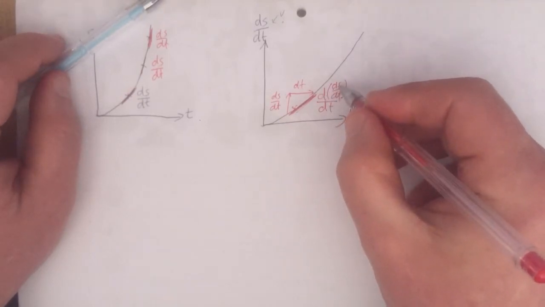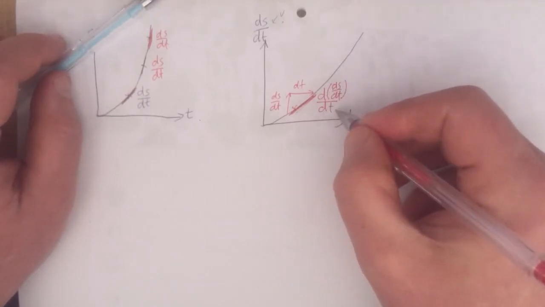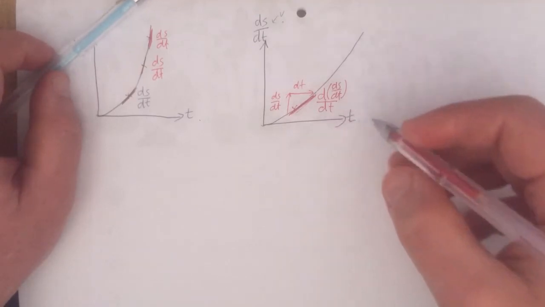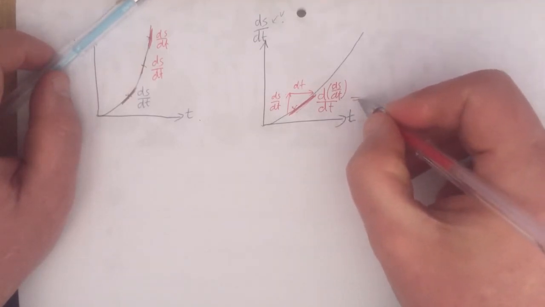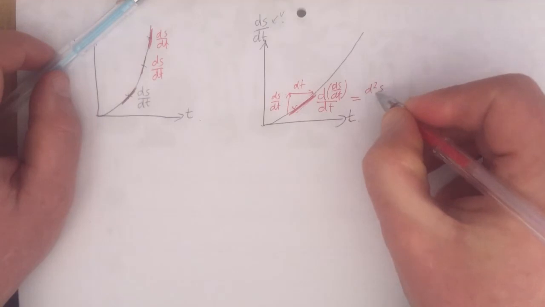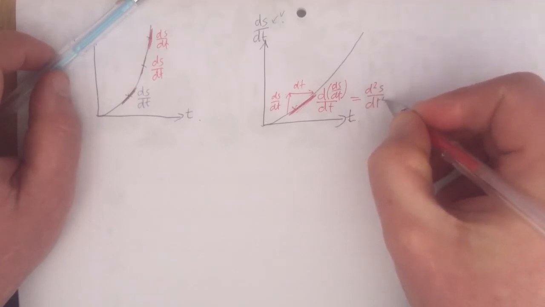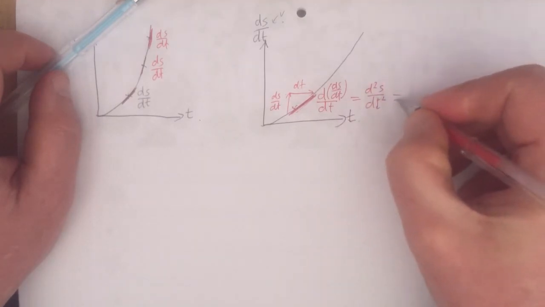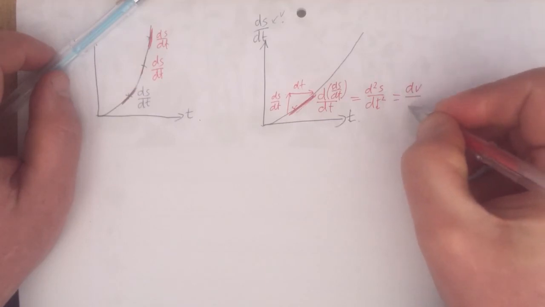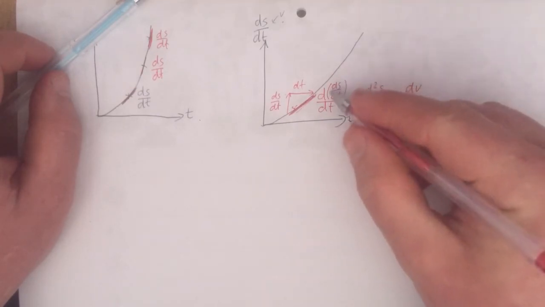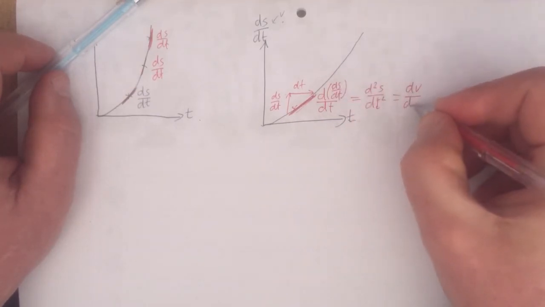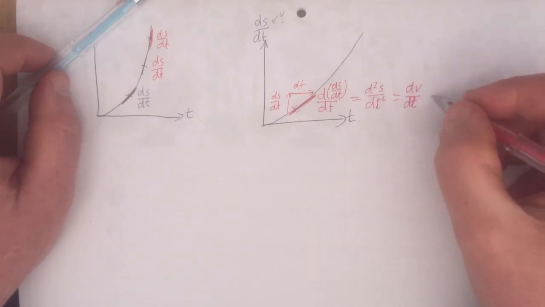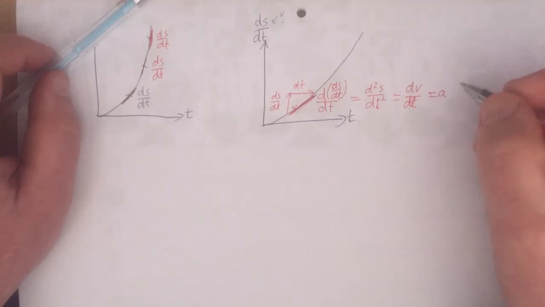So d of ds by dt. I know it sounds complicated, but just bear with me. And that can be written as d2s by dt squared, or it can be written as the rate of change in velocity, because that's velocity there, over time, by time, and it can also be written as the acceleration.